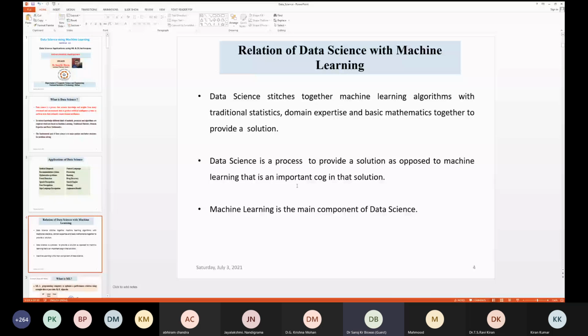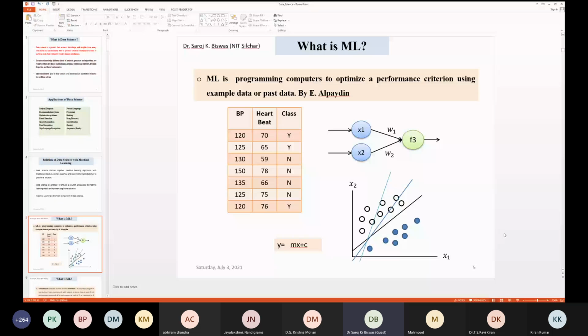The definition is written here, then I'll explain it with an example. Machine learning is programming computers to optimize a performance criterion using example data, past data. It says that we can have a huge amount of past data or example data. From this, a machine learning algorithm can be used so that the performance criterion can be improved. One performance criterion can be accuracy or it can be error. If it is error, the objective would be to minimize the error. If the performance criterion is accuracy, the objective would be to maximize the accuracy.